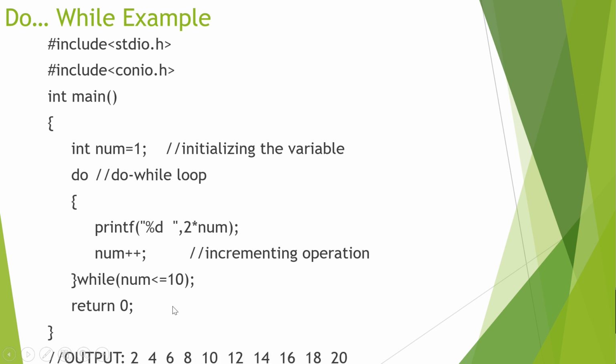Okay, so the output will be 2, 4, 6, 8, 10, 12, 14, 16, 18 and 20. And the time this num will get 11, it will be ended. Okay, and next flow will run.